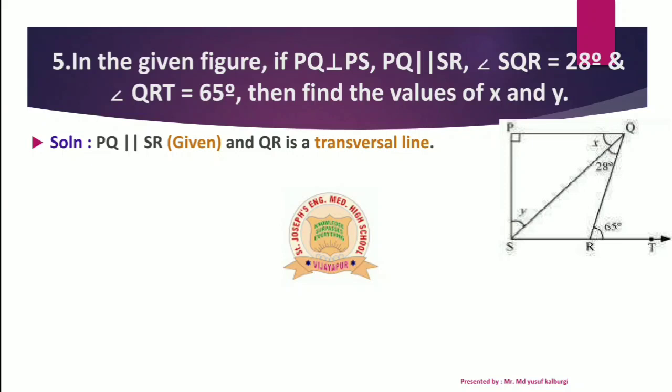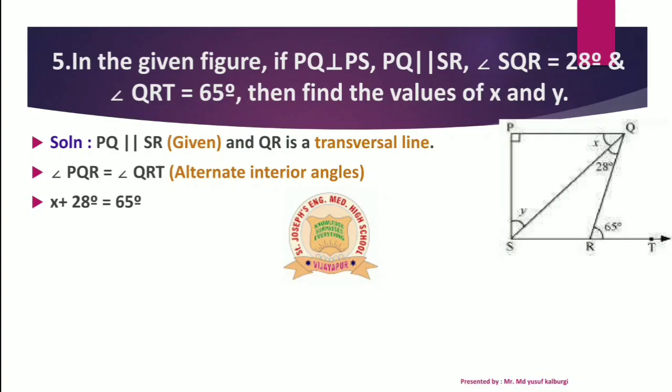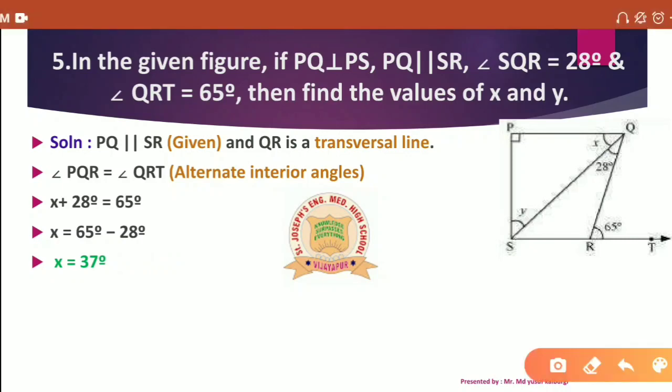If it is a transversal line, then we can write PQR is equal to QRT. Reason: alternate interior angles. So this angle is equal to this angle, because they are alternate interior angles. Just observe angle PQR, it is a combination of two angles, X plus 28 degrees. In place of PQR I'll write X plus 28, and in place of QRT I'll write 65 degrees. So PQR is equal to X plus 28 degrees, and QRT is equal to 65 degrees. So X is equal to 65 minus 28, that is equal to 37 degrees. We have got the value of X here.